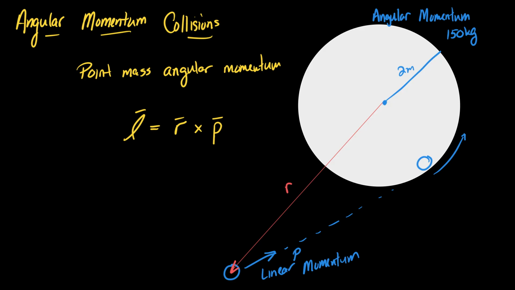If you remember, a cross product's value is the value of r times the value of p times the sine of the angle between them. So we're talking about this angle.